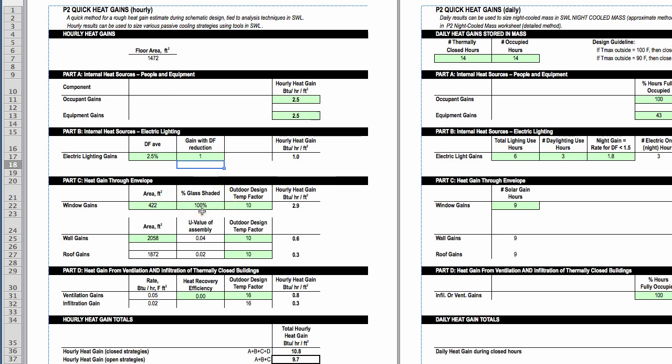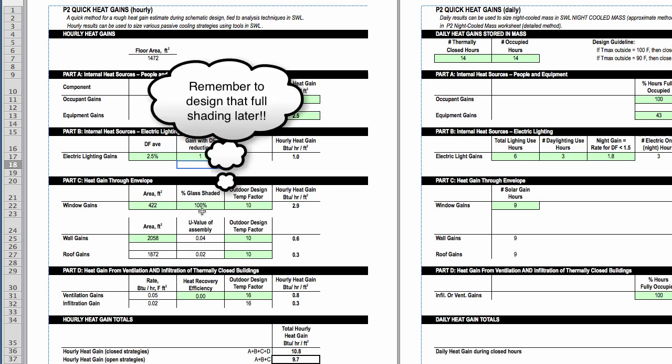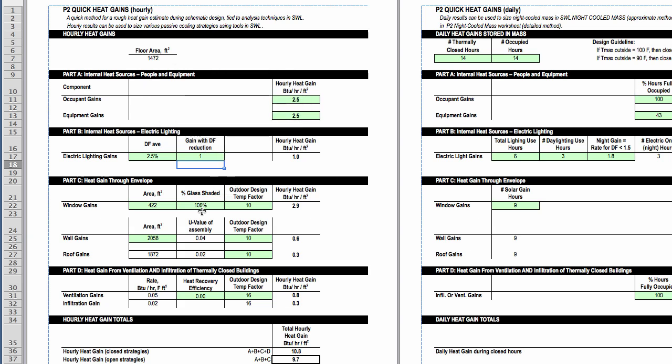Often you won't know this exactly in the beginning of the design process, so what you input here becomes a critical design criteria for shading design later on. You can experiment with the shading percentage to see that poorly shaded windows have a lot more heat gain. So for instance, if I put in 50% shaded, you can see that my heat gain goes up. I'll put this back to 100%, and that's where I'd like to leave it. Now we need to add the outdoor design temperature factor from the table on page E354.